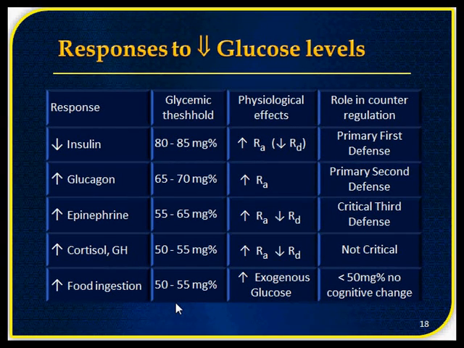Of course, food ingestion: when the blood glucose is around 50 to 55 milligrams per cent, there will be an urge for taking some food immediately, and that exogenous source increases the glucose in the system. Around 50 milligrams, if there are no cognitive changes, food ingestion will be the ideal way of replenishing the hypoglycemia.